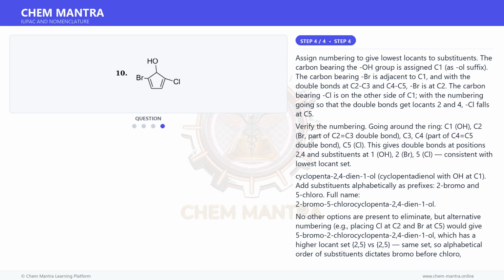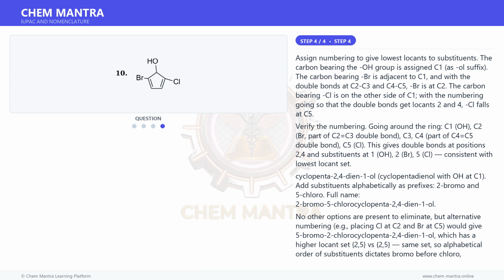Cyclopenta-2,4-diene-1-ol, cyclopentadienol with OH at C1. Add substituents alphabetically as prefixes, 2-bromo and 5-chloro. Full name, 2-bromo-5-chlorocyclopenta-2,4-diene-1-ol.